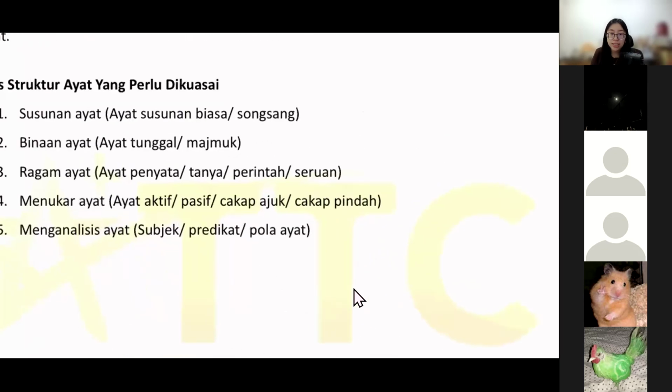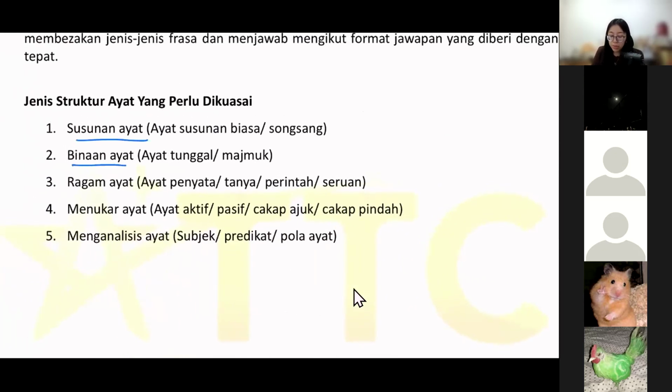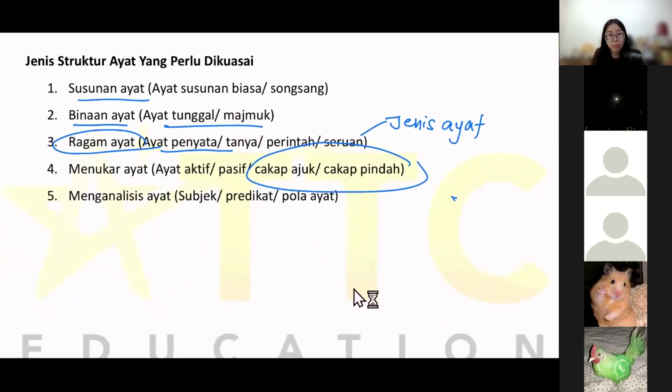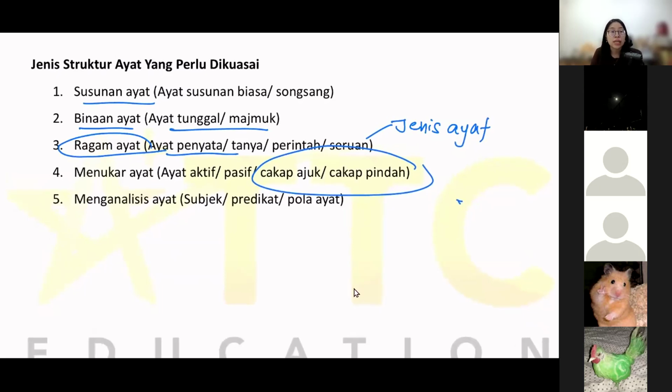So the next question is synthesis. For example, susunan ayat, binaan ayat, ayat tunggal majmuk, penyata, jenis ayat. This is also called jenis ayat. And then menukar ayat, which is ayat active and passive. Cakap ajuk and cakap pindah came out last year. But you also need to remember, we're not sure whether next year they will come out again or not. But this year, of course, they won't come out again. And then subject predicat and pola ayat. So all these things you have to remember. All you learned before already.